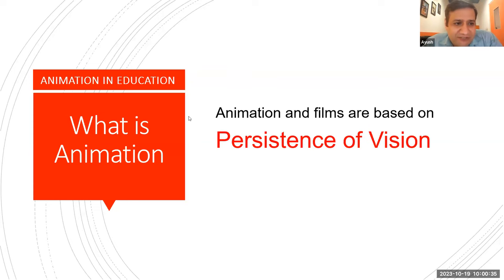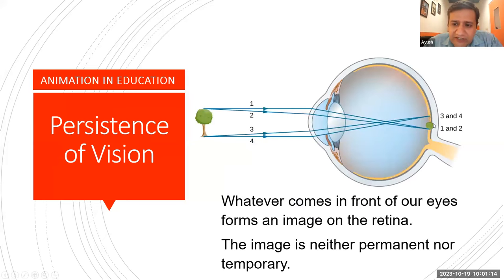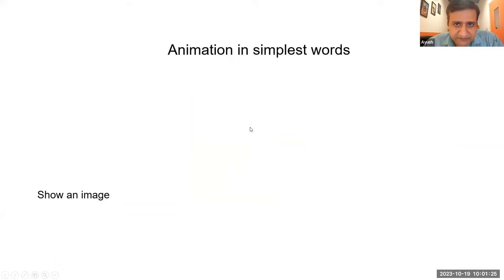So animation is based on, as Rasira ma'am from Lakshadweep just said, persistence of vision. Persistence of vision, as our physics teachers and a lot of our science teachers would know. Whenever we see something, we use our eyes. And this is what our eyes look like. There's a lens here, and there's a screen behind it. And then there's a nerve which goes to the brain. Whenever we see something, an image of that is formed on the screen. And then that is processed, and our brain does the rest of filling in the blanks and tries to make sense of it.